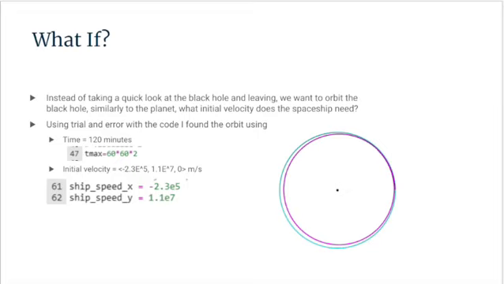So what if instead of taking a quick look at the black hole and leaving, we wanted to orbit the black hole similarly to the planet? We would need an initial velocity of negative 2.3 e to the 5 in the x direction and 1.1 e to the 7 in the y direction, and it would take approximately 120 minutes.